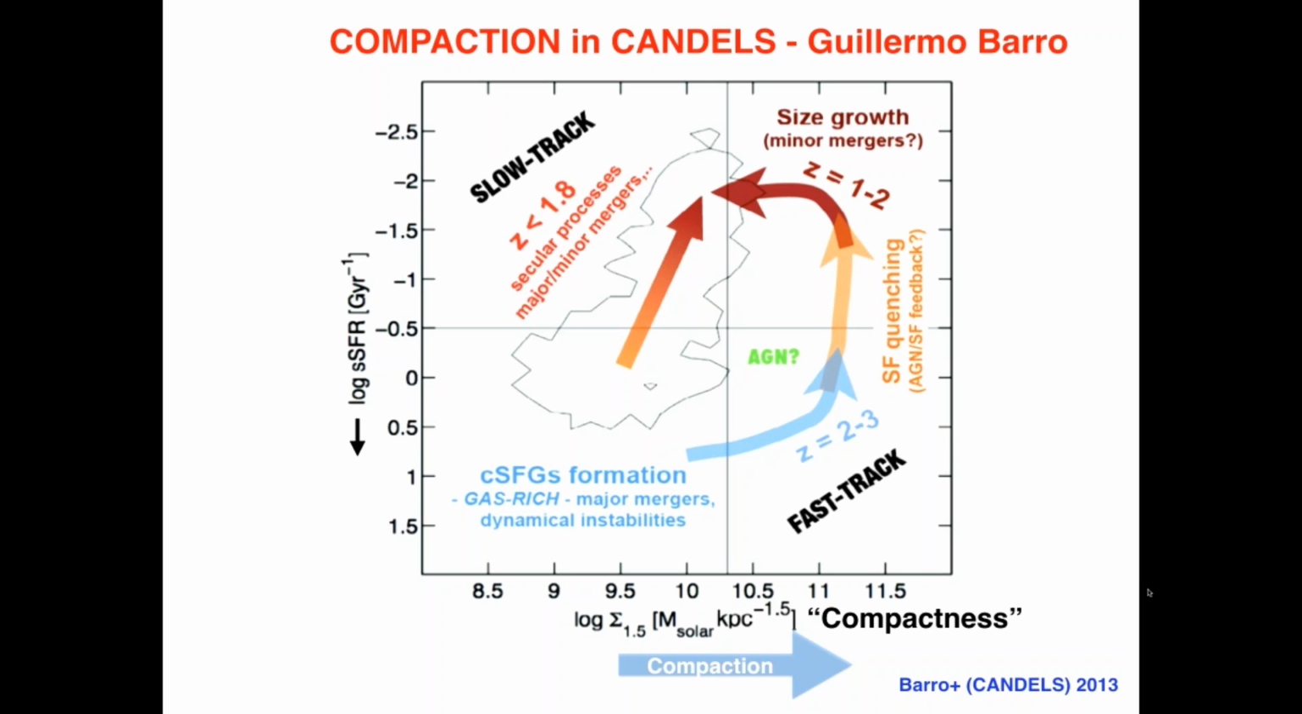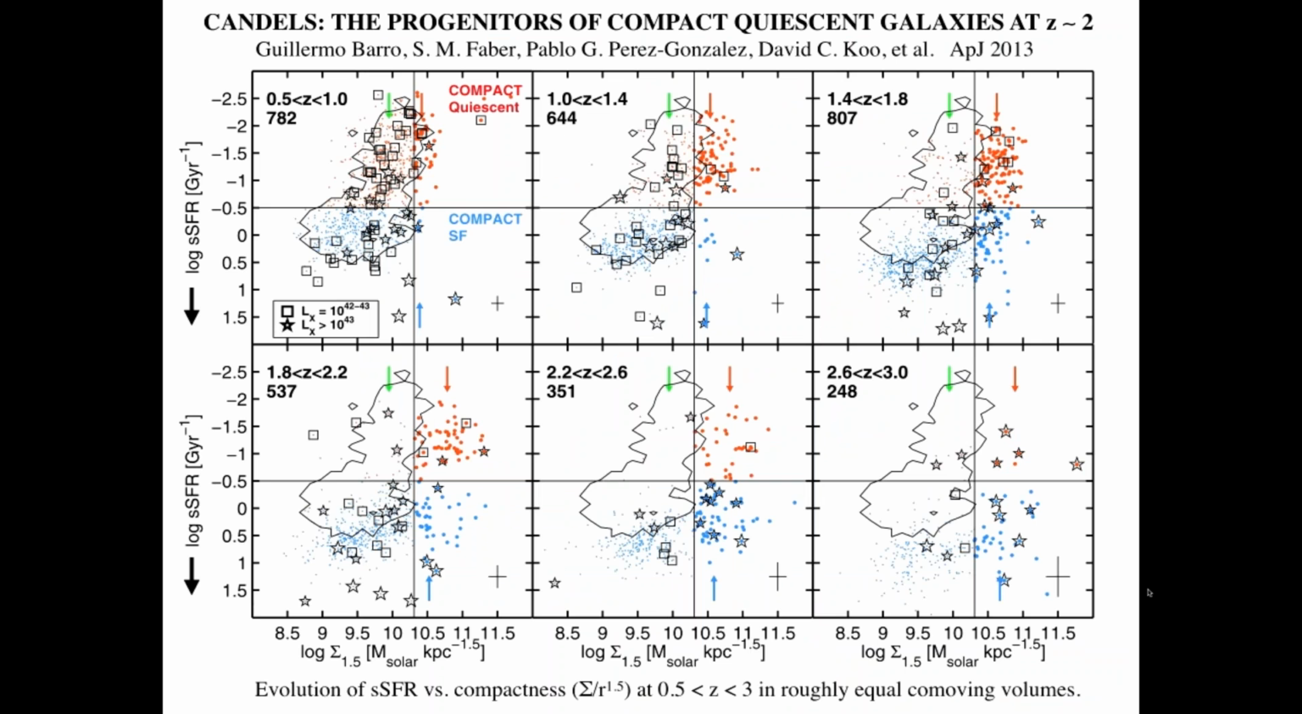How do we know about this? So what we did, this was in the first paper led by Guillermo Barro. There's now half a dozen of these papers. We looked at the same cosmic volume at 6 different redshift intervals. And we tracked how the galaxies moved through that diagram that I just described to you.